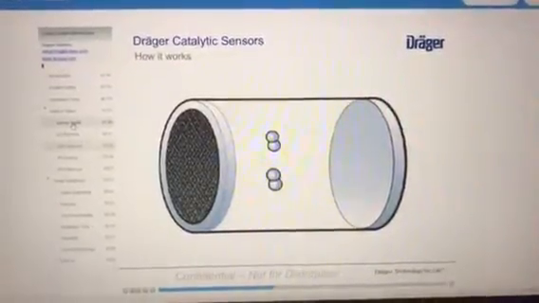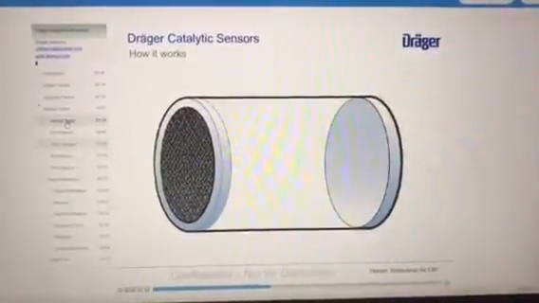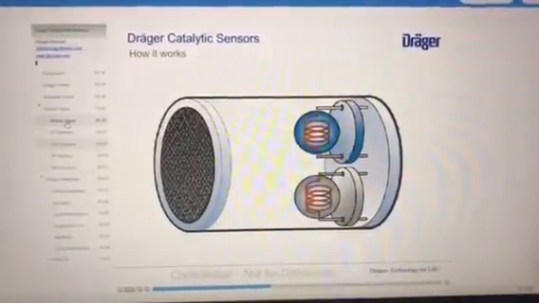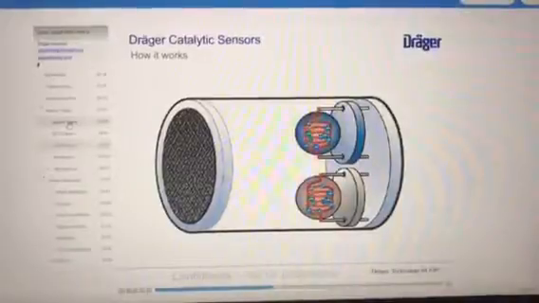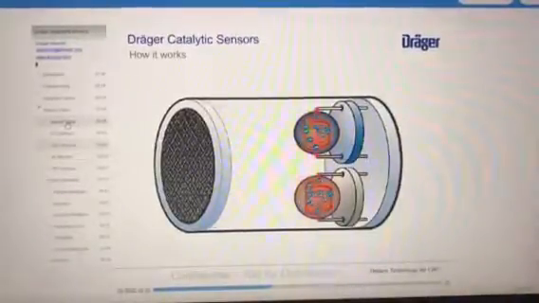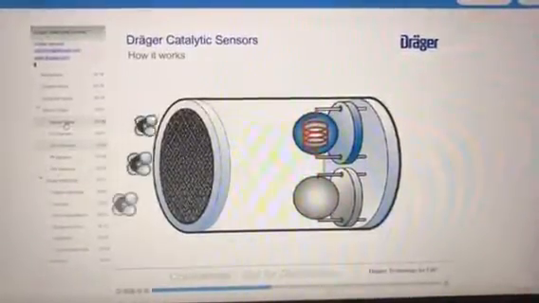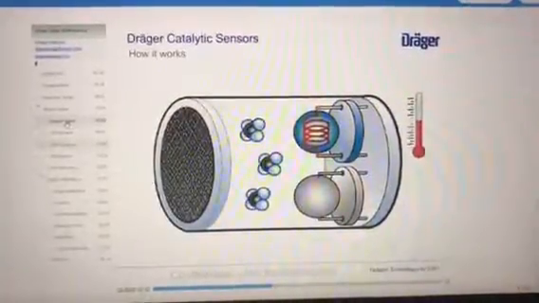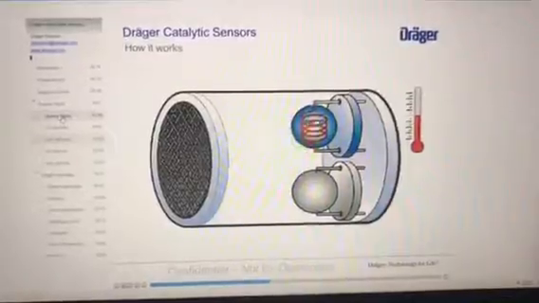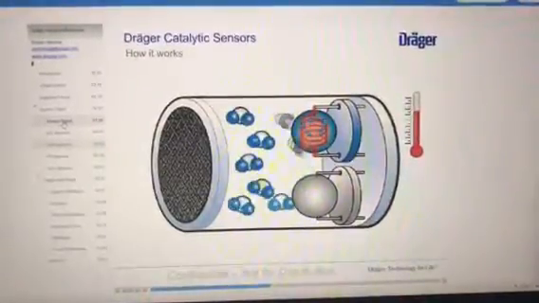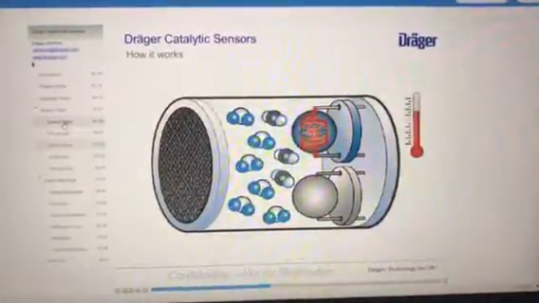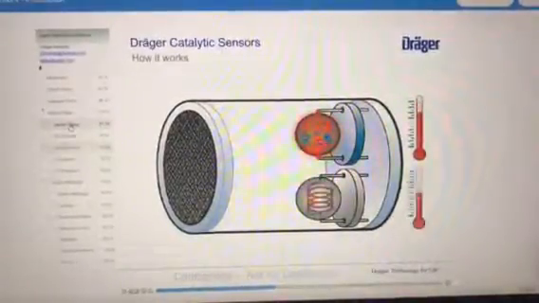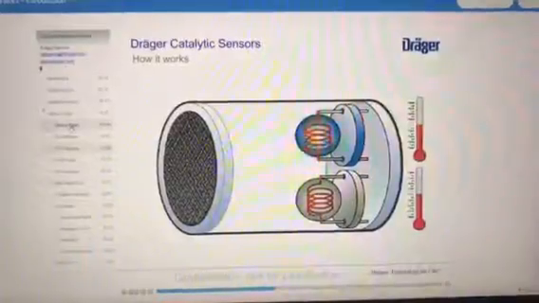The flame arrestor prevents the energy from the oxidation process from getting back out to the atmosphere. The element's heated catalyst, which is about 500 degrees Celsius, facilitates the reaction between the gas entering the sensor and oxygen in the air. This reaction causes the element to heat up to even higher temperatures. The increase in heat causes the electrical resistance of the element to change. This change of resistance is what is measured to provide the reading on the display of the gas monitor.